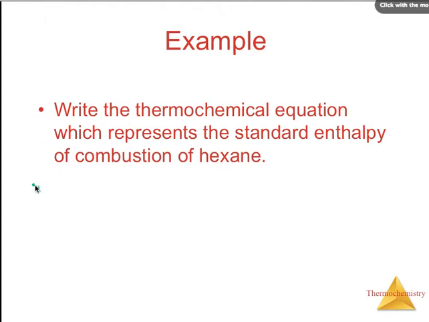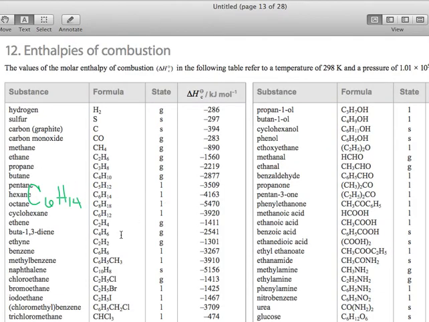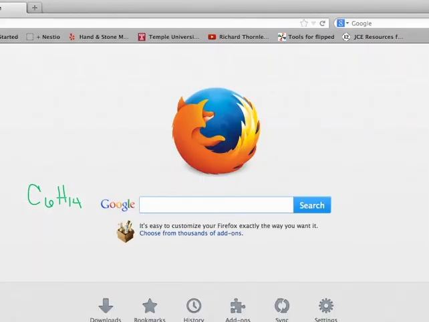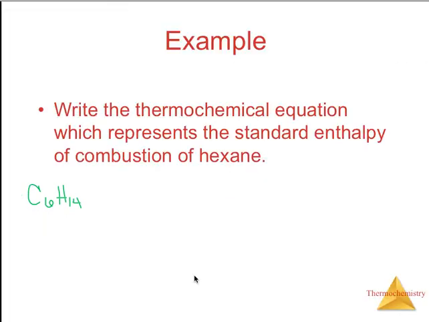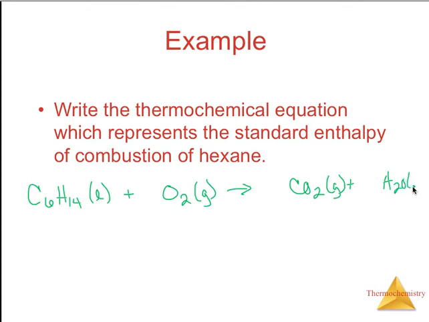So I have C6H14. Did you happen to see what the state of matter was? Let's go back real quick. Hexane is a liquid. When you combust something, it has to react with oxygen. What is it going to form? CO2 gas and H2O liquid, because we're at 25 degrees Celsius and 1 atmosphere.